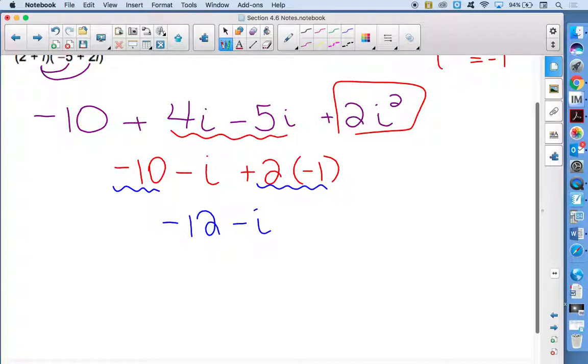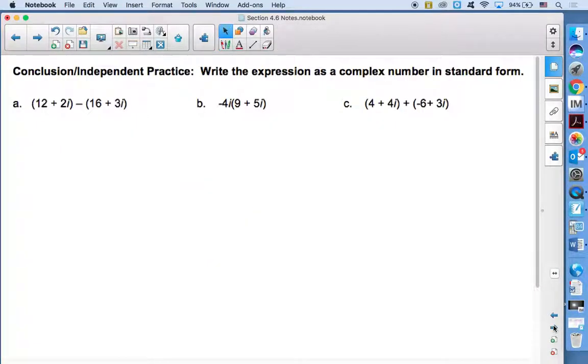So FOIL it like you FOIL an x, and then start simplifying it. Combine your i's together, and then i squared is going to be in the problem, but i squared is really negative 1. So now I have 2 times negative 1, which makes negative 2, and then my negative 10 is negative 12. So I believe there are 3 problems at the bottom. See if you can combine like terms, add the 2 expressions, maybe multiply, like letter B is multiplying. Get those problems simplified.